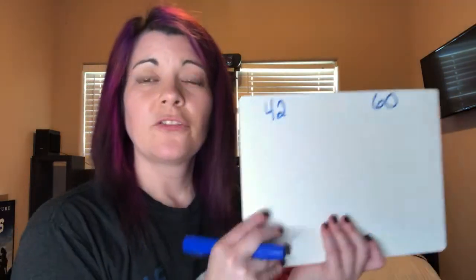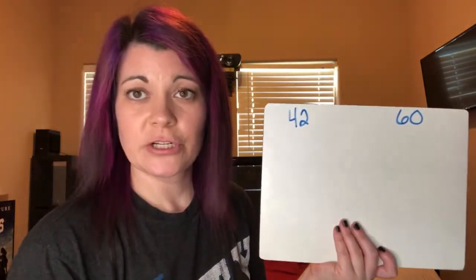Hi guys, we are going to now work on finding the greatest common factor of monomials. First of all, we are going to review the greatest common factor. My two numbers are 42 and 60. I'm going to teach you the prime factorization way.